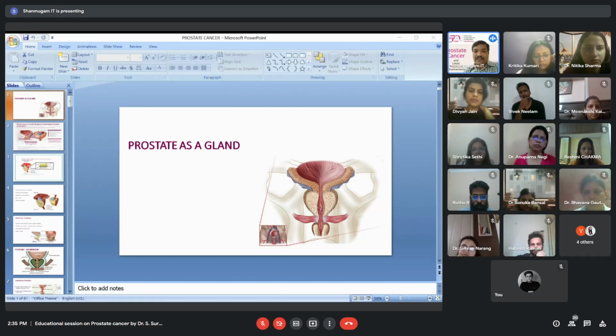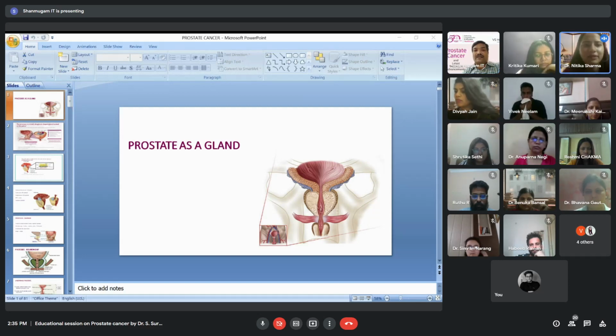And it has 4 surfaces, like posterior, anterior, 2 inferolateral surfaces, and it also has a base and apex. The gland is broader than longer, and it weighs approximately 15 to 20 grams. And this is the relationship in anatomy.